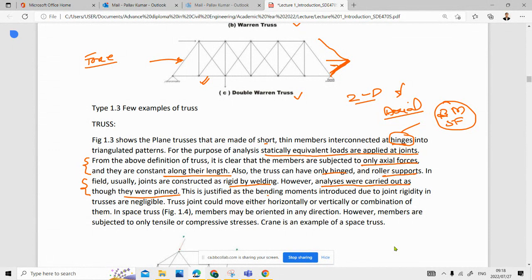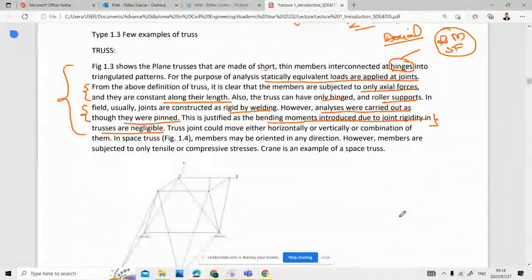This is justified as the bending moments introduced due to the rigid joints in a truss are negligible. So whatever bending moment comes, although you have welded, it will be negligible because of the triangulation arrangement. This is a very real concept, and this will enhance your understanding of the process and other things. Truss joints could move either horizontally or vertically. So there is no rotation in that truss joint. This is also something you have to remember.